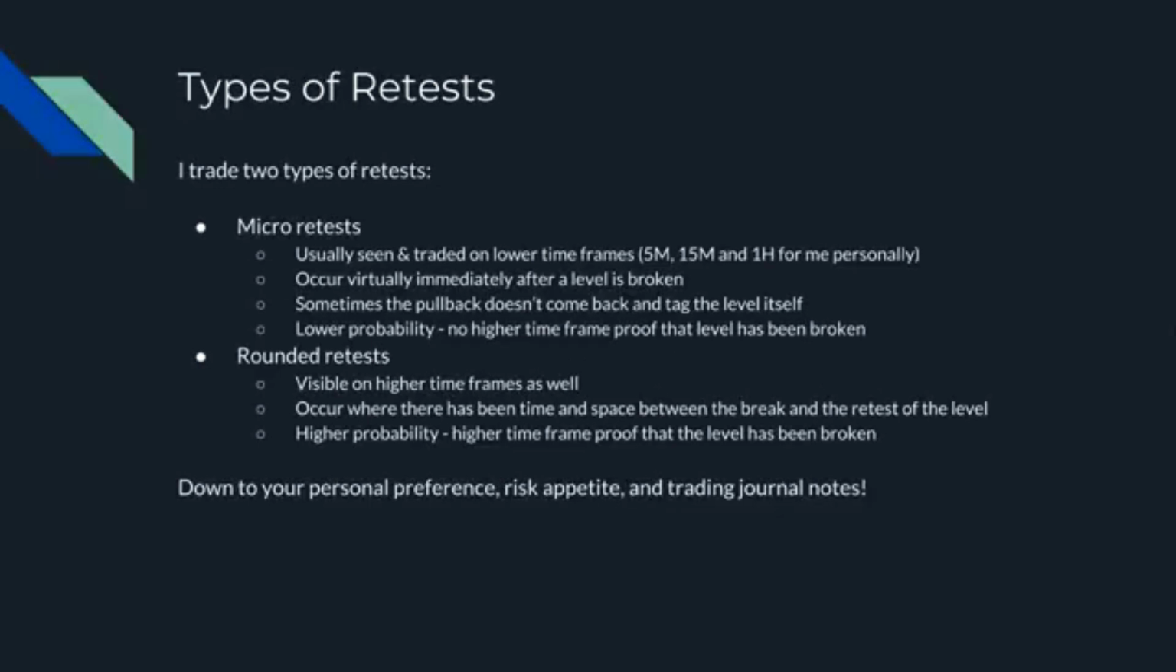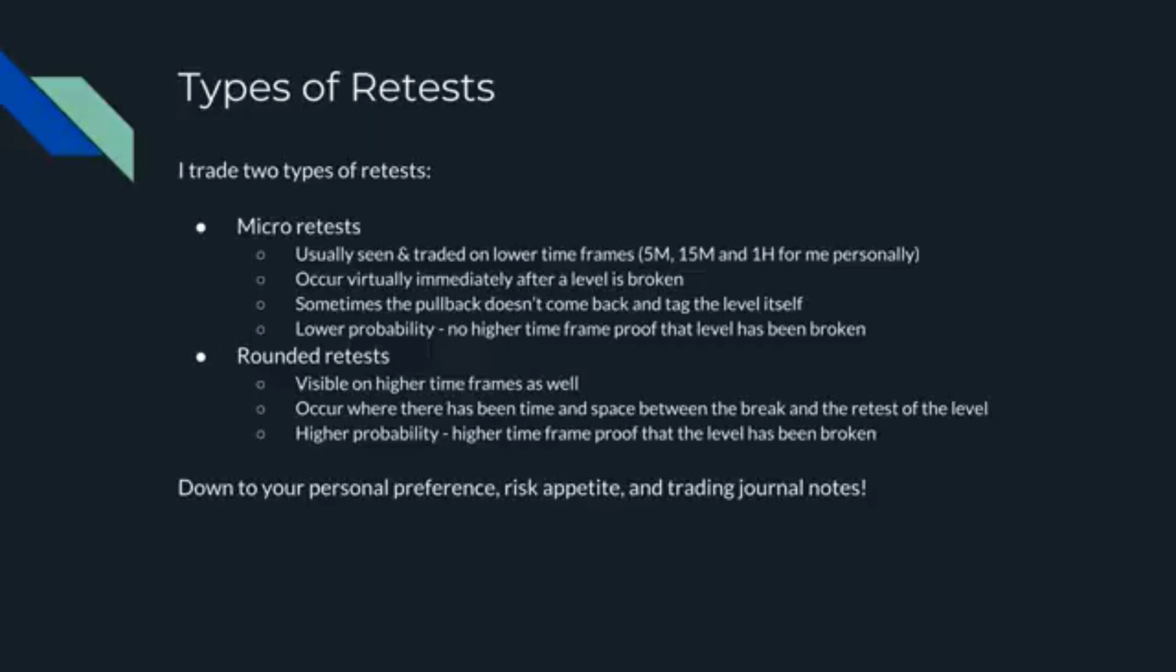Retests. As you can tell, for all of these concepts, we're talking about resistance turning to support, or support turning to resistance, which suggests some sort of retest or retracement to the level that's been broken. And that's obviously implicit of a retest. So what does this retest actually look like? What should it look like? How do you trade it?